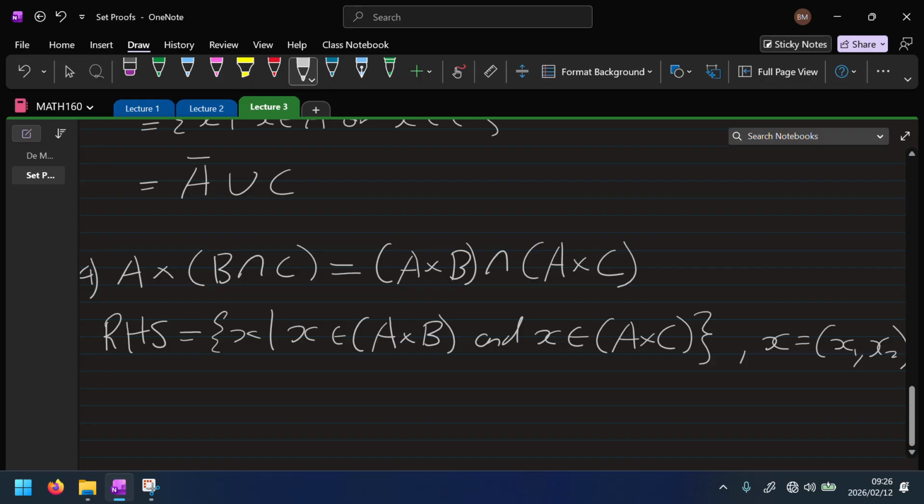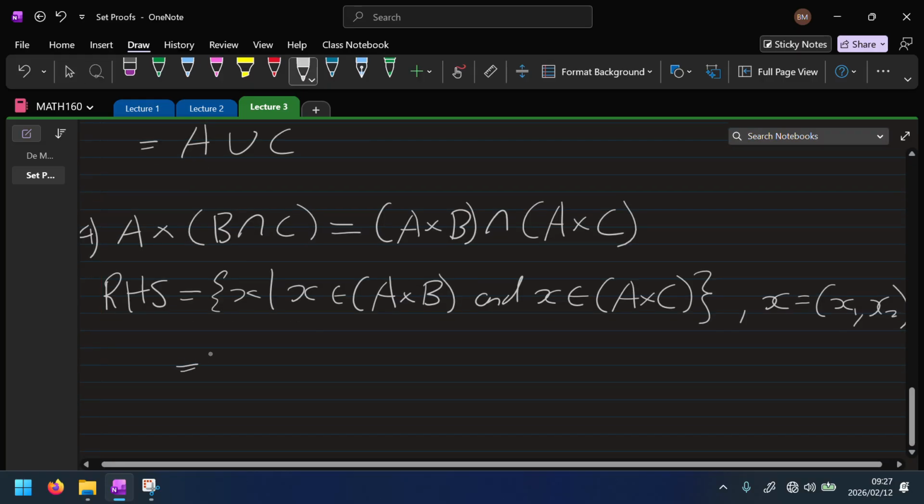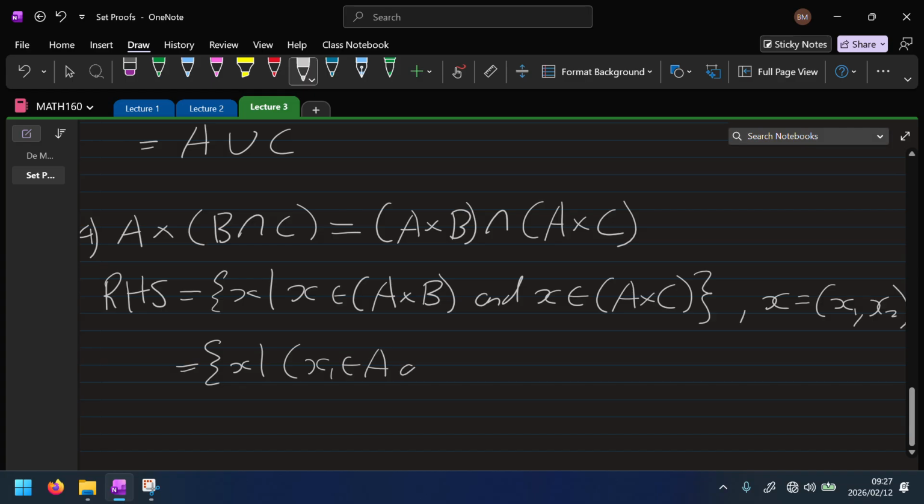So if it belongs to the Cartesian product, then the first one belongs to the first one, and the second one belongs to the second one. So the first part of the point x goes to A, the second part of the point x goes to B. And we can do the same for the second one. The first part of x will belong to A, and the second part of x will belong to C.